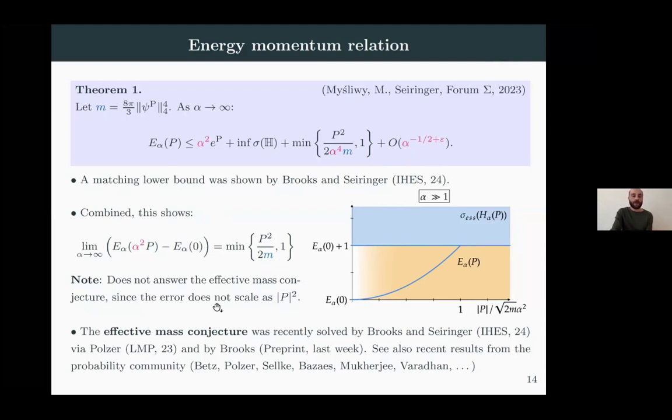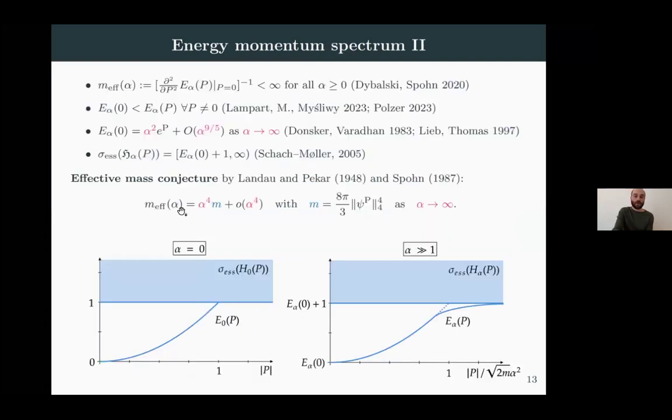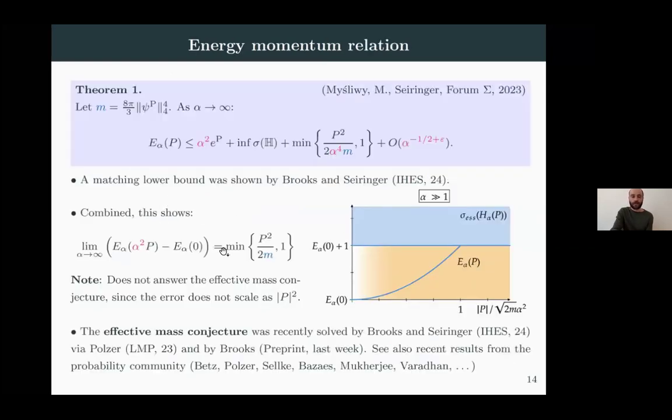Let me note, however, that the effective mass conjecture has been indeed recently solved in two papers by Maurice Brooks and Robert Seiringer, and then by a very impressive preprint by Maurice that's just appeared on the arXiv last week. So in this paper from Maurice and Robert, they prove an upper bound for the effective mass. So there they prove, so to say, the upper bound of this asymptotics. And then in this more recent preprint by Maurice, he managed to prove also the lower bound.